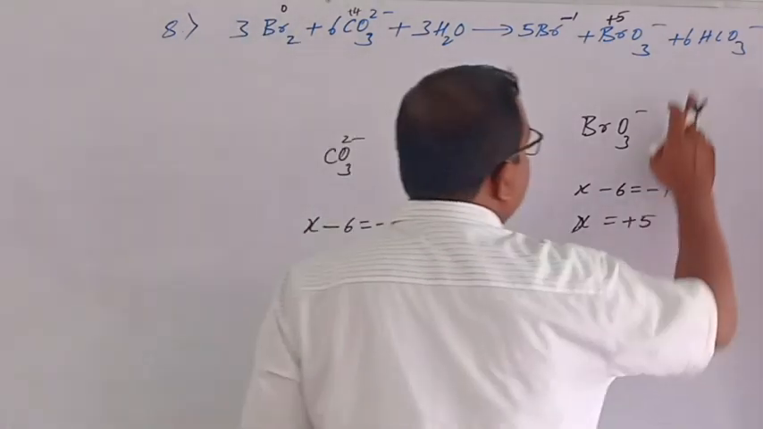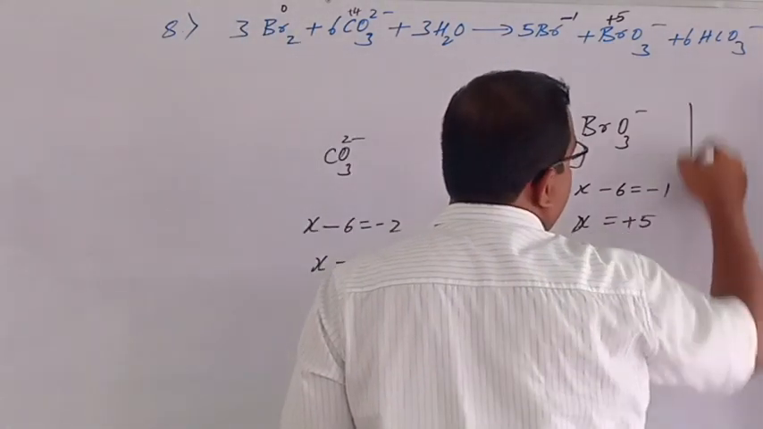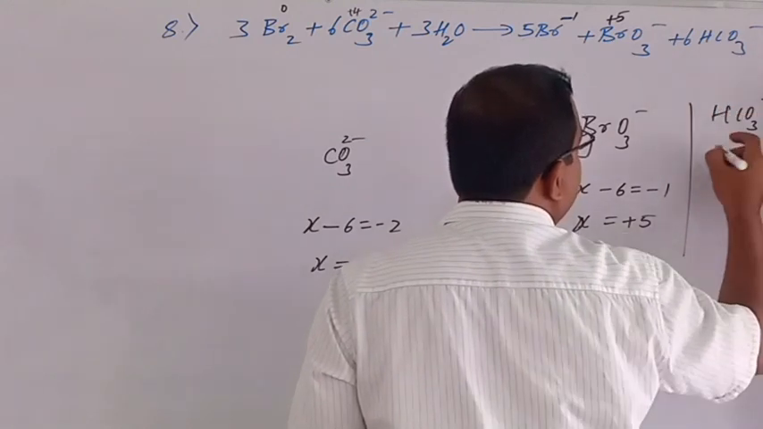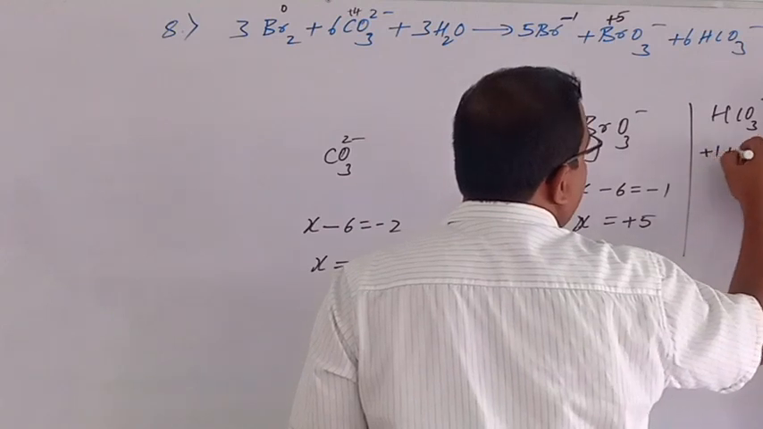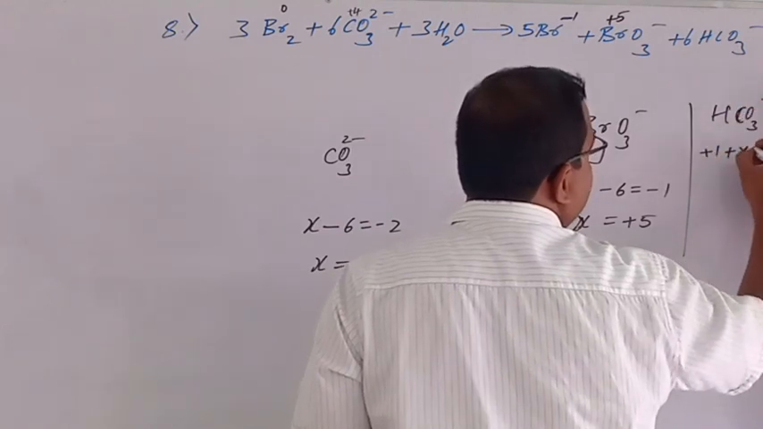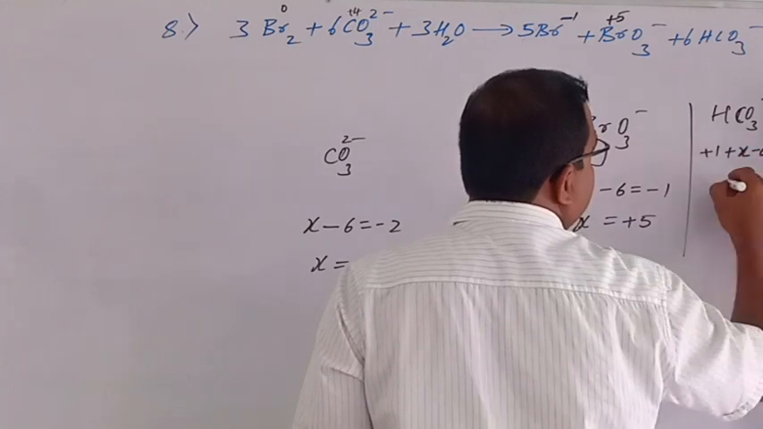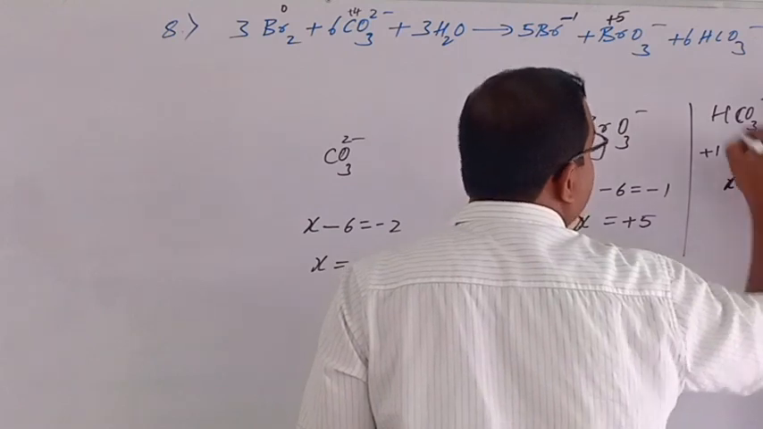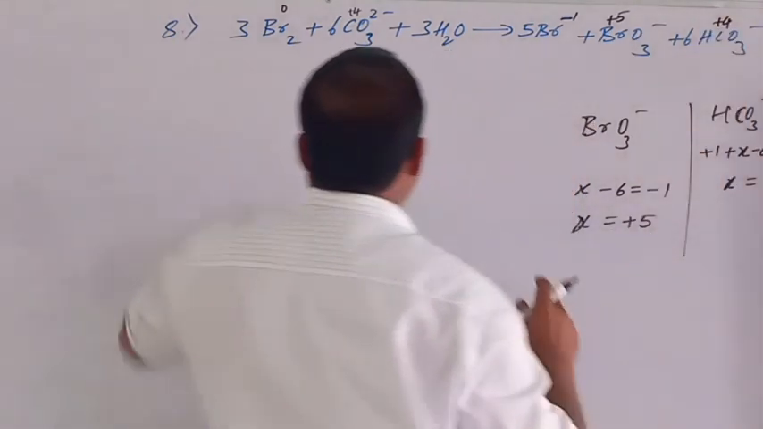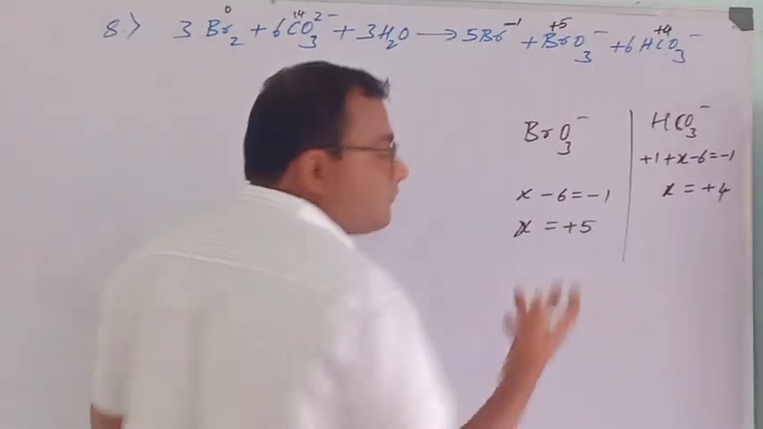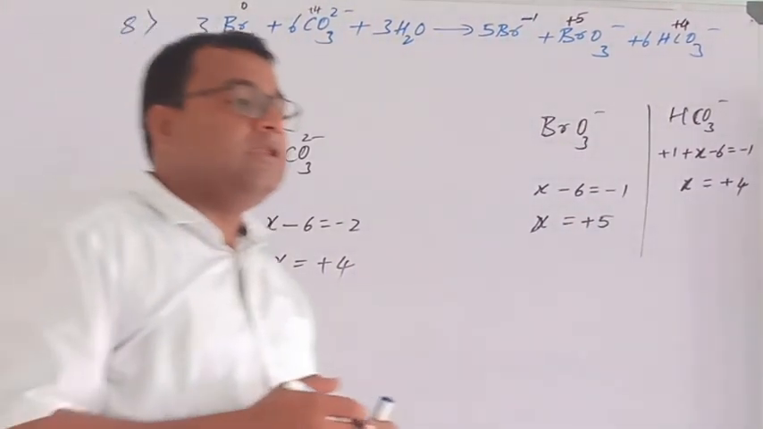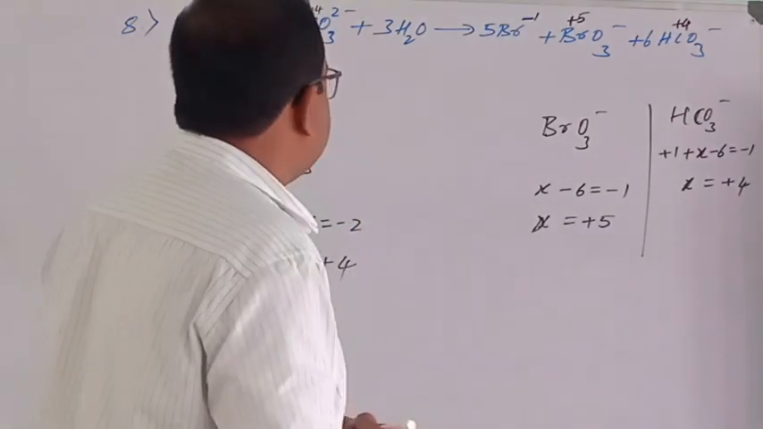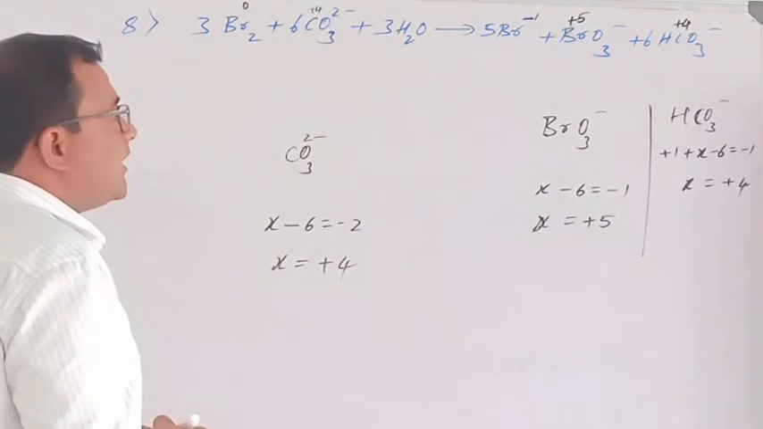Then for the charge of carbon in HCO3 minus, you will get the same: plus 1 plus x minus 6 is equal to minus 1, x is equal to minus 5 goes that side, plus 4. So the carbon charge is plus 4 here also. So carbon neither gets oxidized nor reduced. Then which one gets oxidized and which one gets reduced?